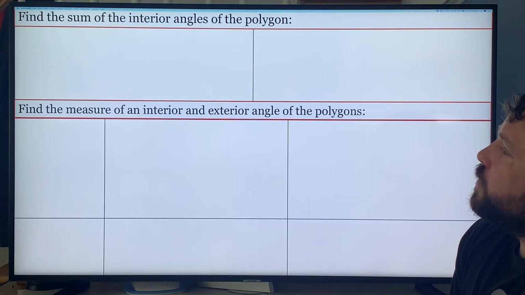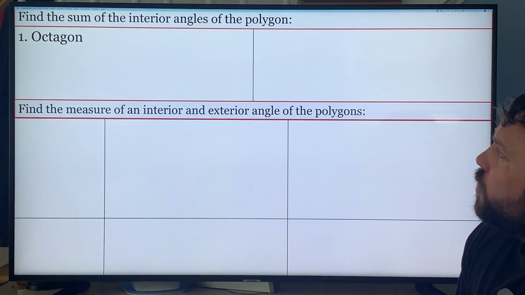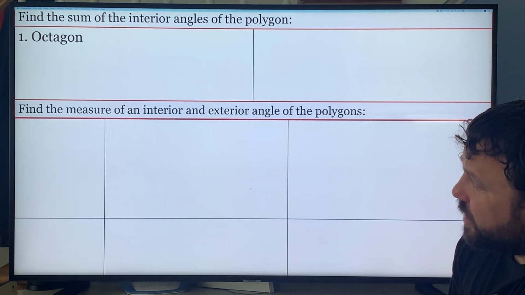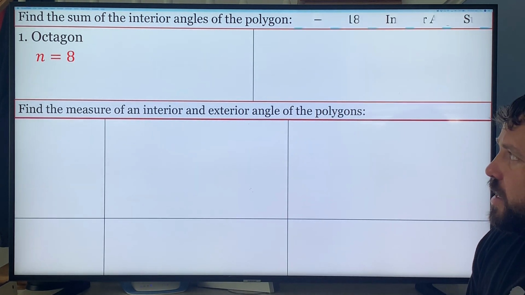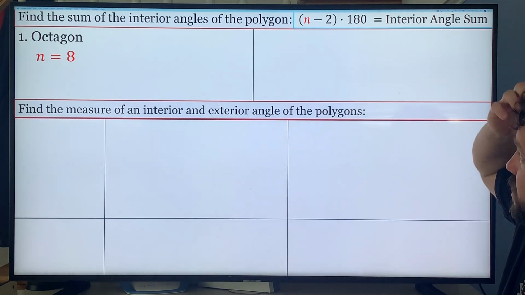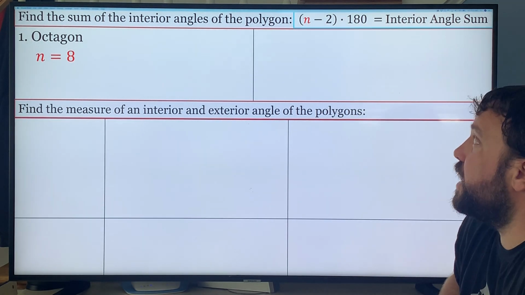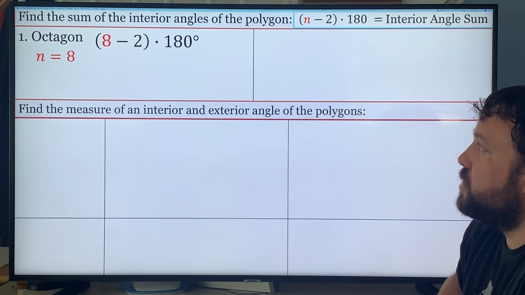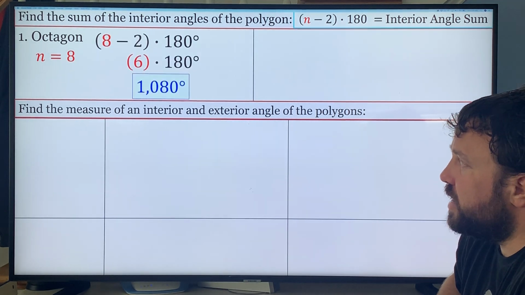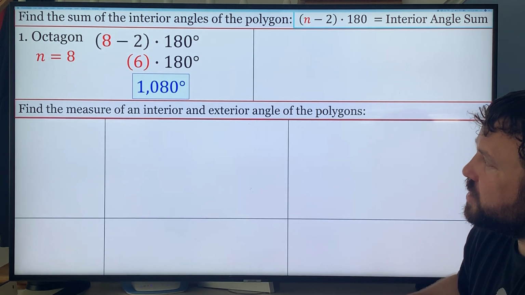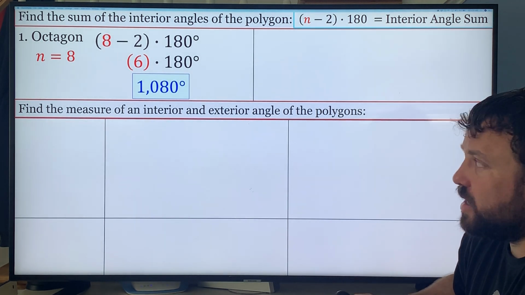So, first question was, what is the sum of the interior angles of the following polygon? An octagon. Octagon has 8 sides, and the formula you're going to use is n minus 2 times 180 equals the interior angle sum, and n represents the number of sides. So it is 8 minus 2, which is 6. 6 times 180 is 1080 degrees. So the sum of all the angles inside an octagon, no matter what type of octagon it is, is always going to be 1080 degrees.